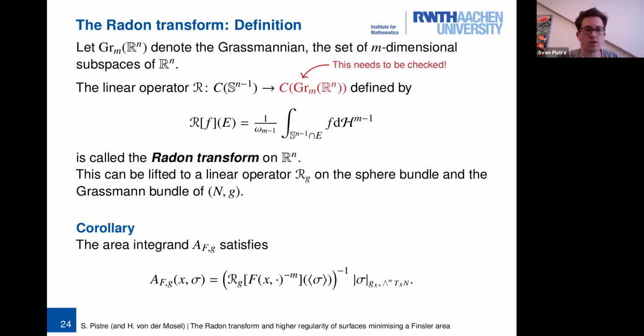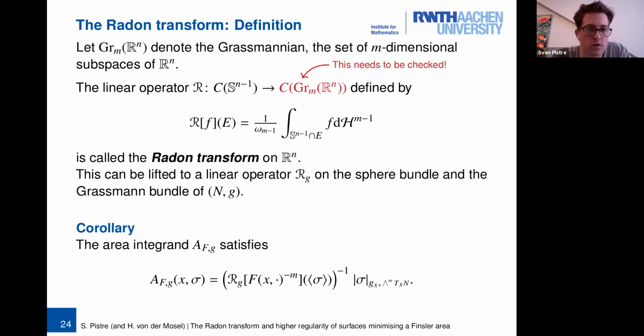Let me mention here that you can lift the whole procedure that I do here to the sphere bundle and the Grassmann bundle of a general Riemannian manifold, just by patching everything together. We will see in a minute why. And let me just remind you that the previous calculation on the previous slide basically says that the area integrand is somewhat related to the Radon transform of the Finsler norm to the power minus m, or 1 over Finsler norm to the power n. And then there was this Riemannian area integrand here.